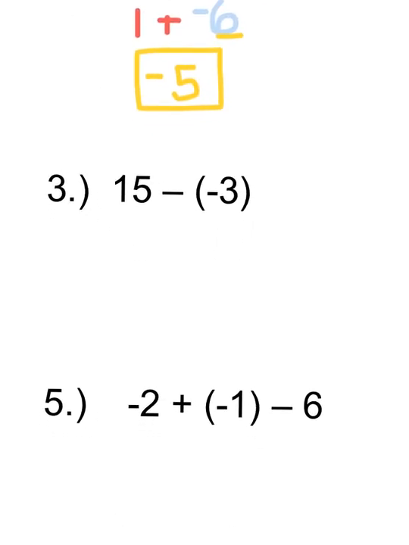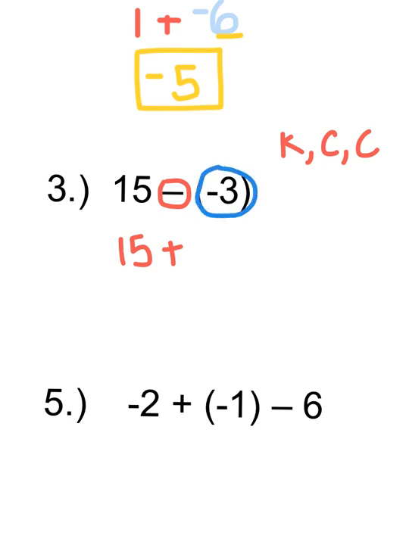On number 3, we have the subtraction problem, so we keep, change, change. We keep the first number the same. We change this to an addition problem. And finally, we change the second number to its opposite. The opposite of -3 is +3. That makes it a lot easier. Now we use our rules for addition. The signs are the same, so we add and keep the sign.